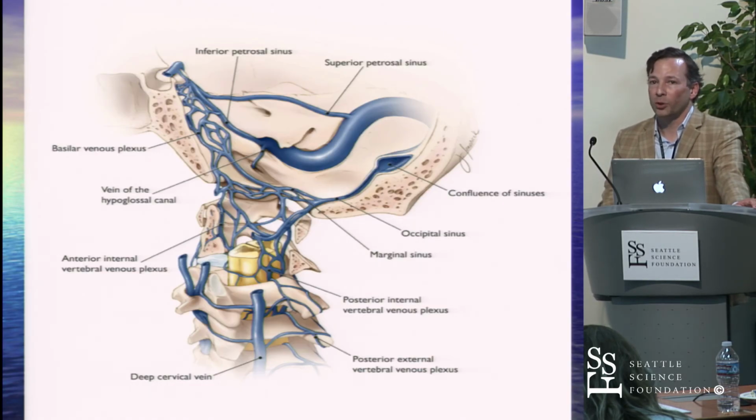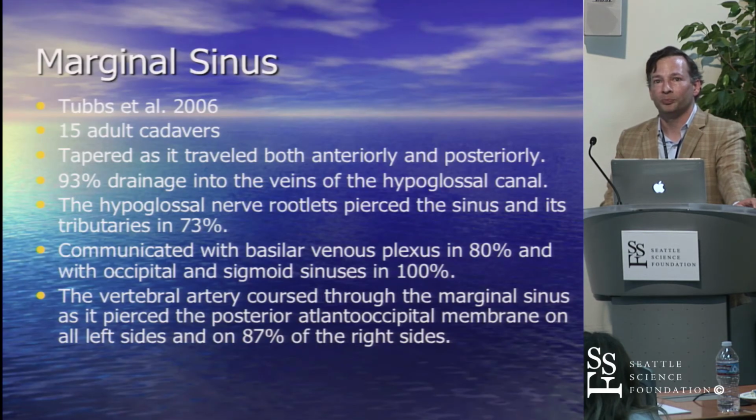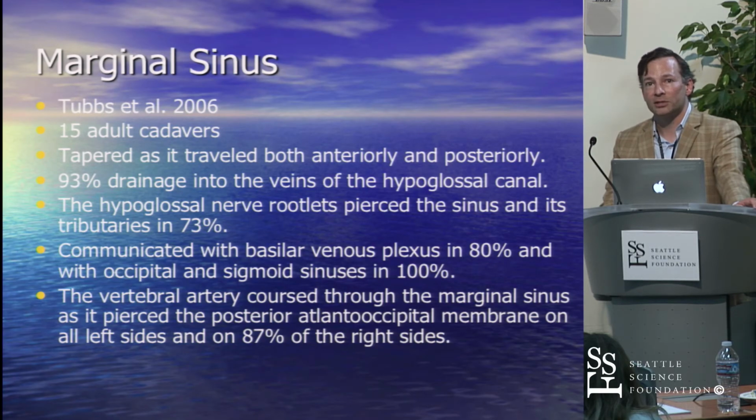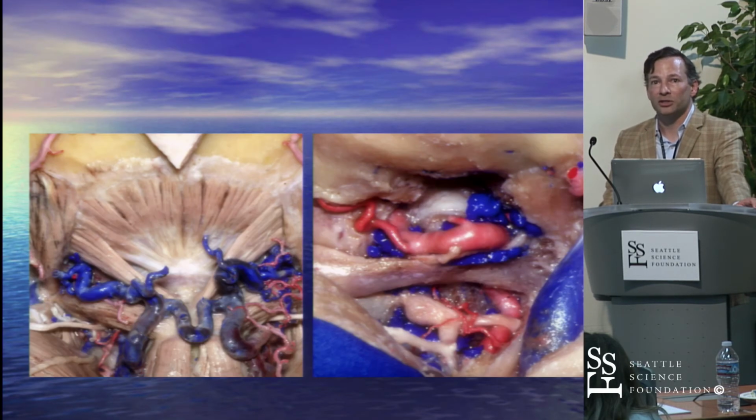Veins in this region, the craniocervical junction, are primarily Batson's plexus in the paraspinal region, both in and outside the dura, and these primarily communicate with the marginal sinus around the foramen magnum, which has strong contributions from the basilar venous plexus and from the veins of the hypoglossal canal. Marginal sinus we've looked at in the past in a study, and many of these are pierced by the vertebral artery, pierced by the rootlets of the hypoglossal nerve, and have strong communications between the sigmoid sinus and occipital venous plexus.